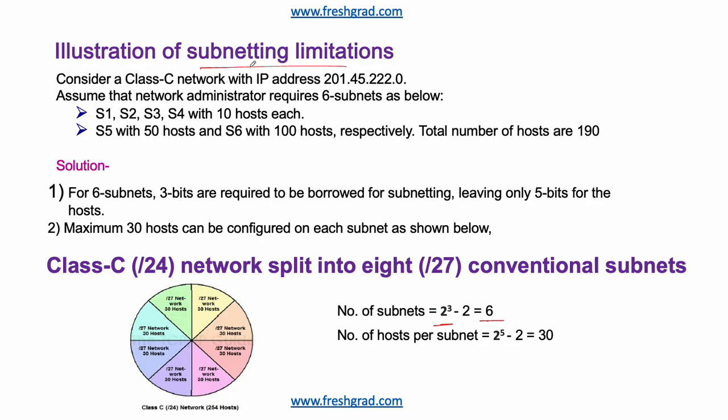So let's talk about the limitations of subnetting here. This is an example. Consider a class C network IP address 20.1.45.222.0. This is the IP address. Now assume that the network administrator requires 6 subnets as below. The network admin says, hey, I need 6 subnets: subnets 1, 2, 3, and 4 with 10 hosts each, subnet 5 with 50 hosts, and subnet 6 with 100 hosts. So the total number of hosts is 190.